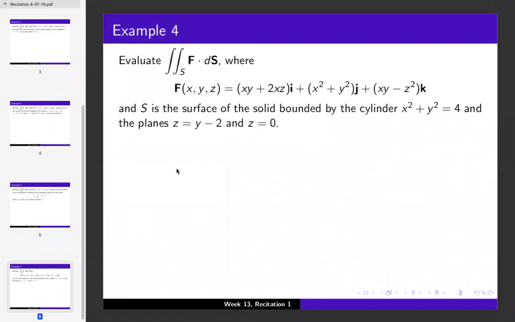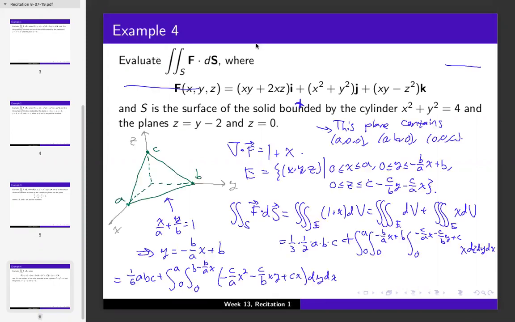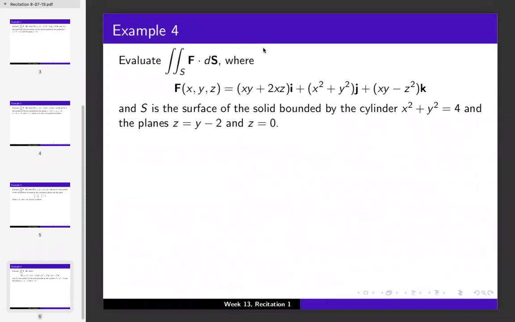So here you have this triple integral for this vector field. S is the surface of the solid bounded by the cylinder x squared plus y squared equals 4, and the planes z equals y minus 2 and z equals 0. Again, you should try to have a general gist of what this thing actually looks like. So what we should be thinking of is a plane z equals y minus 2, and it's bounded by this cylinder and that plane.